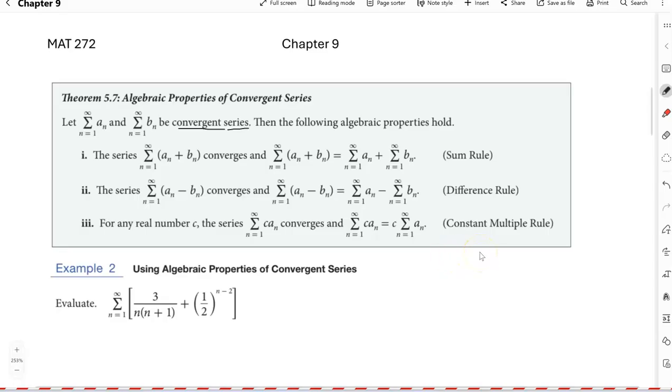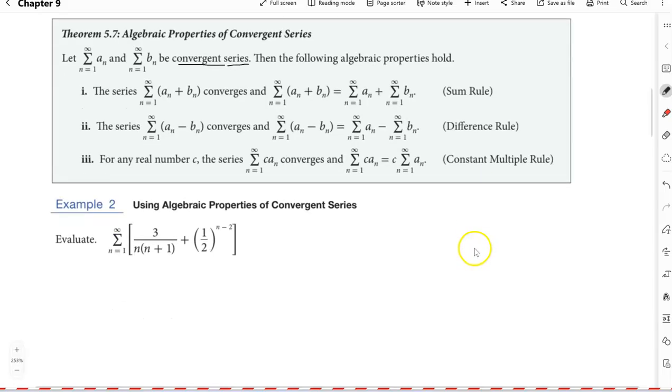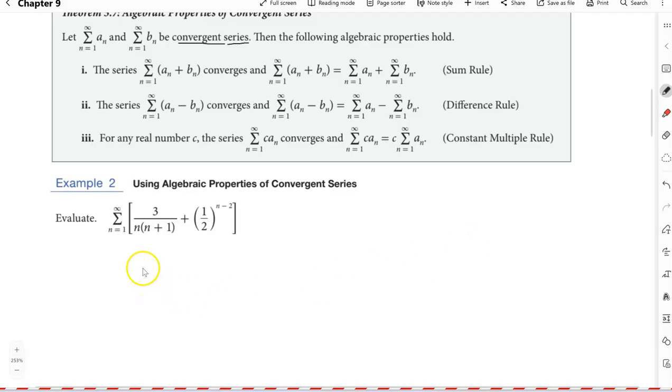So let's look at example 2. Example 2 wants us to use algebraic properties of convergent series. So we're going to evaluate this. This is a sum from n equals 1 to infinity of 3 over n times n plus 1, plus 1/2 to the n minus 2.